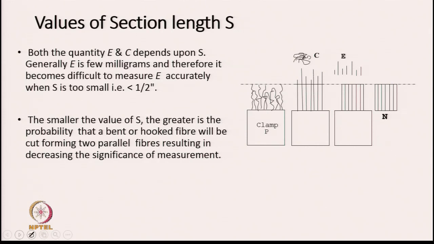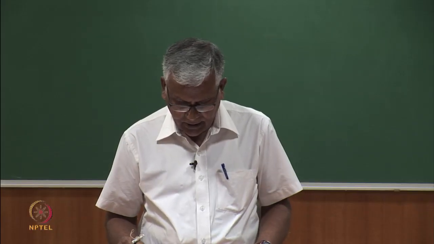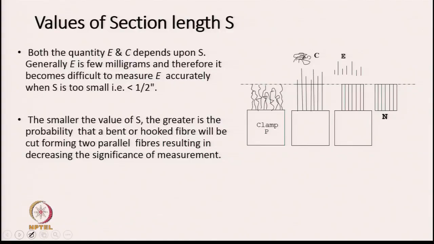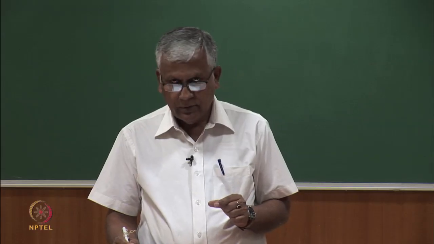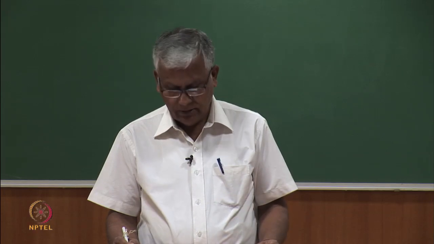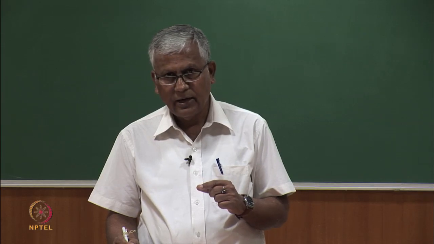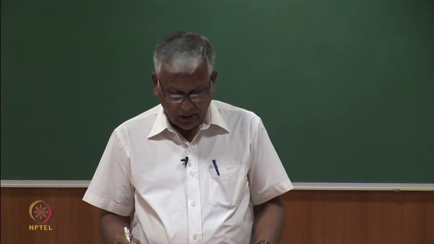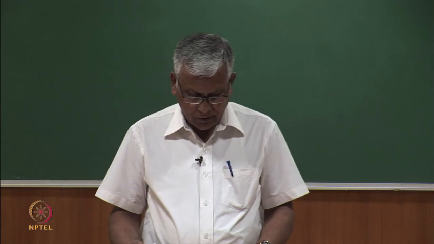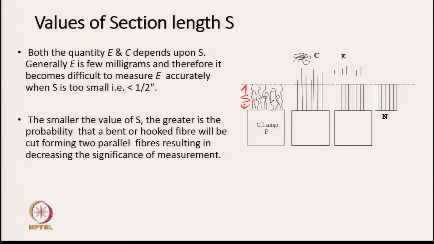The question that comes to our mind is, what should be the length of the section S? What is S? S is this length. As I was told earlier, the length of that plate Q is typically half an inch. So, that length which is half an inch is basically S. Now, why should S be half an inch? This question will come to our mind. So, try to understand this now.